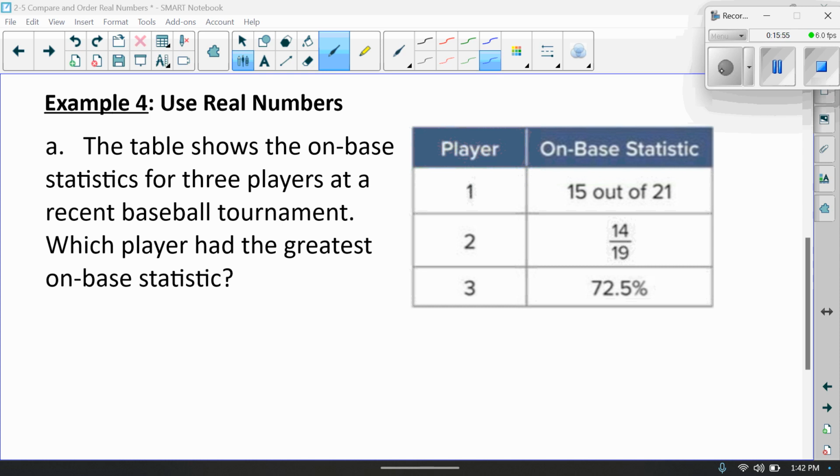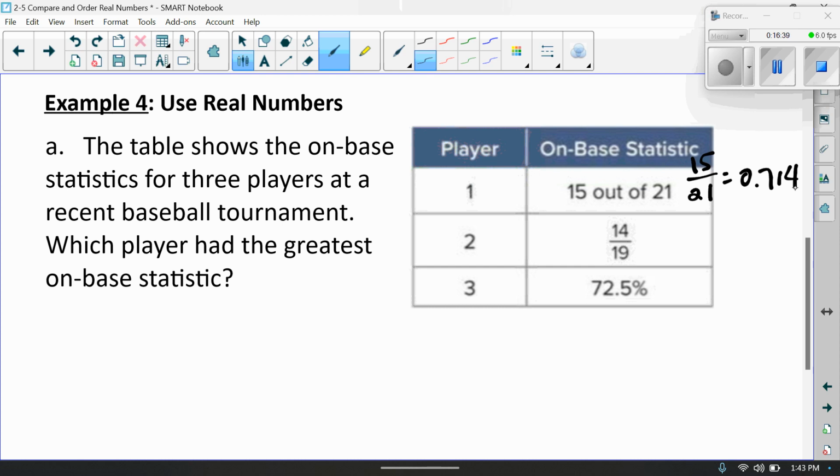So here we've got 15 out of 21. How do I write 15 out of 21? Yes, 15 over 21. And now we change that to a decimal. So 15 divided by 21. That gives us a big long decimal expansion. So let's write it out to the nearest thousandth. Okay, so 0.7142 means it's going to be 0.714. Very good. 0.714.